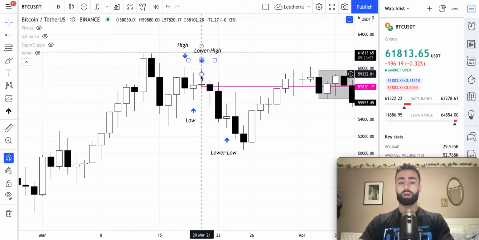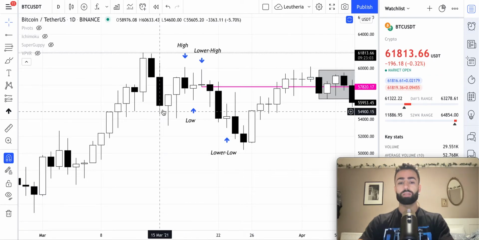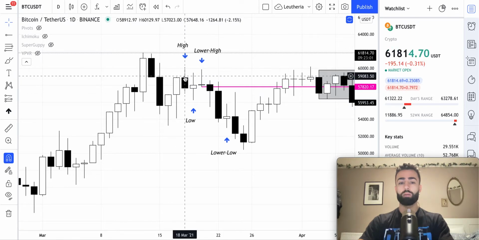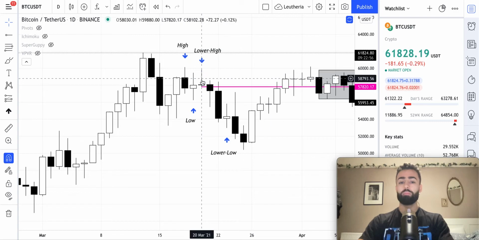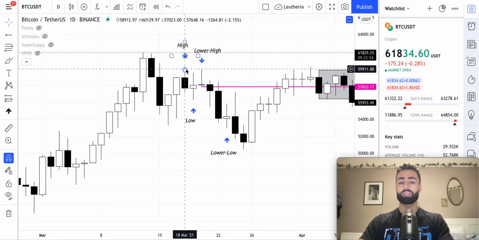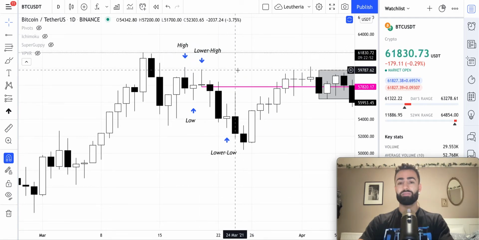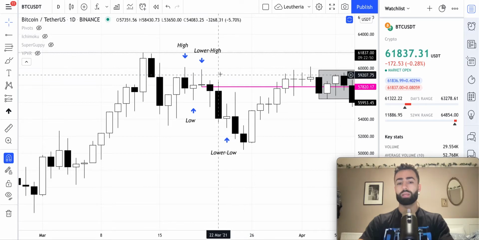So this lower high is signifying weakening bull pressure. And the way we know that is because we had a rally here that rallied all the way up to 60,129. We came down, we came up again, but this time we didn't go as high as the previous high, forming a lower high and signifying weakening buying pressure because we weren't able to supersede the previous high.